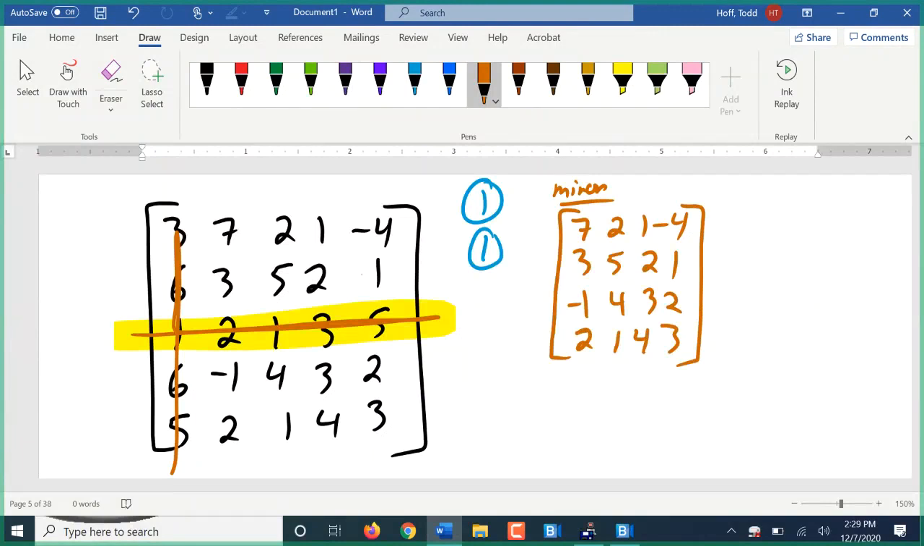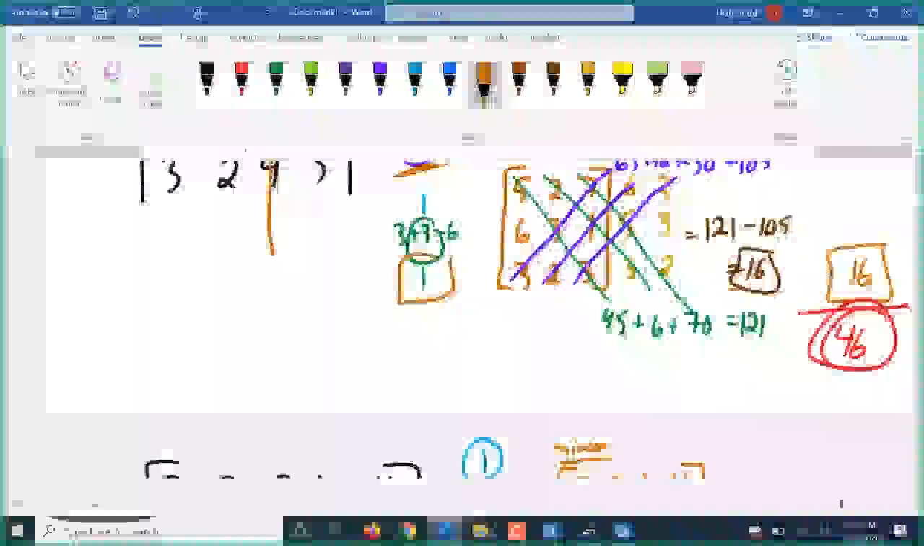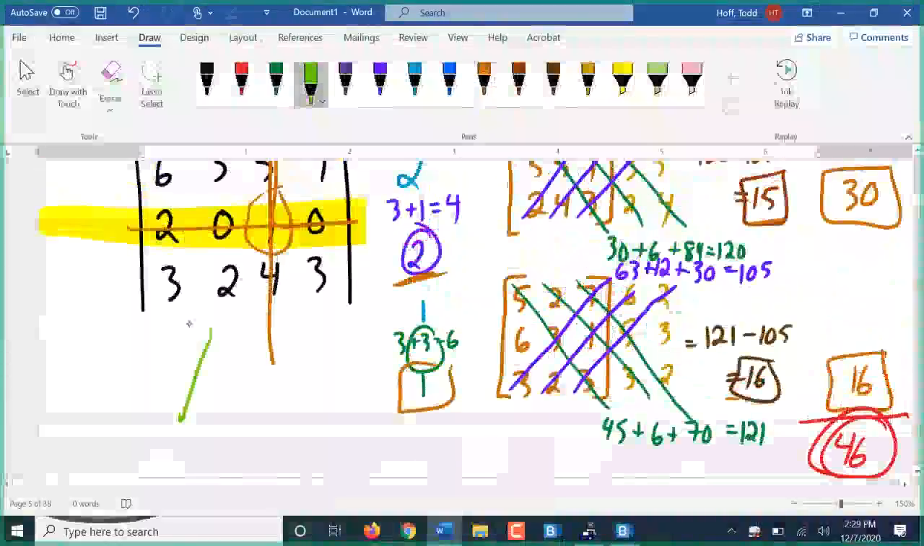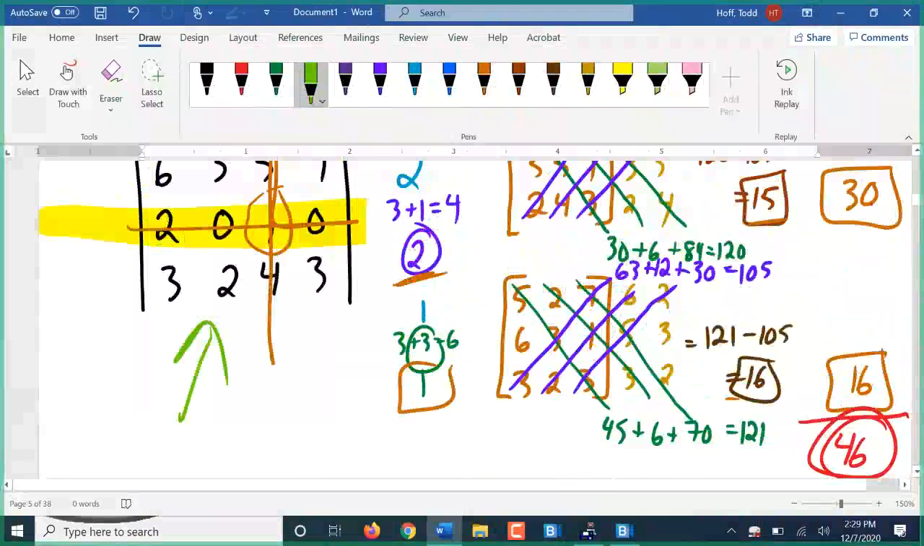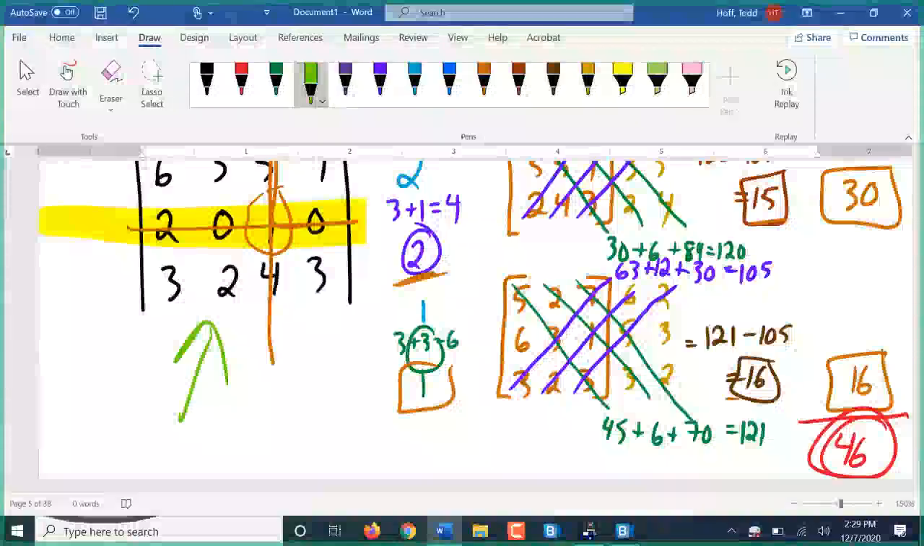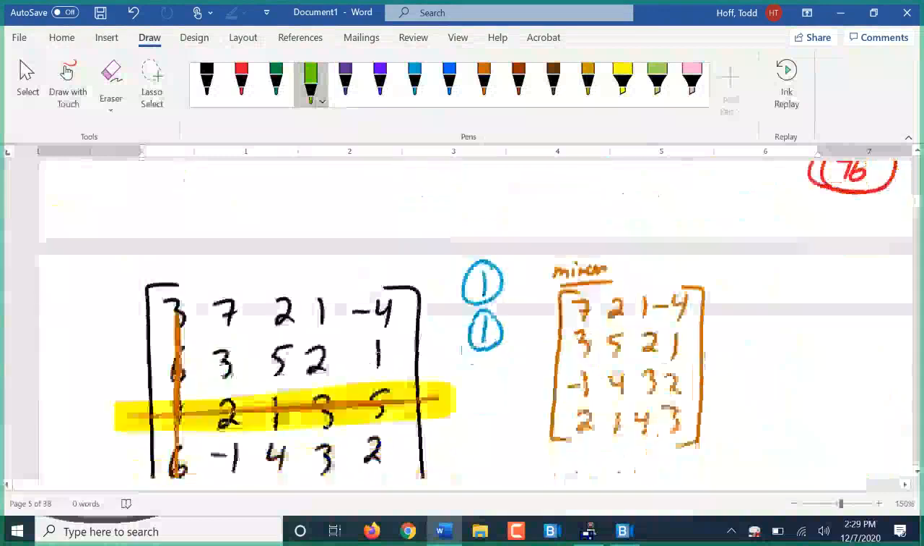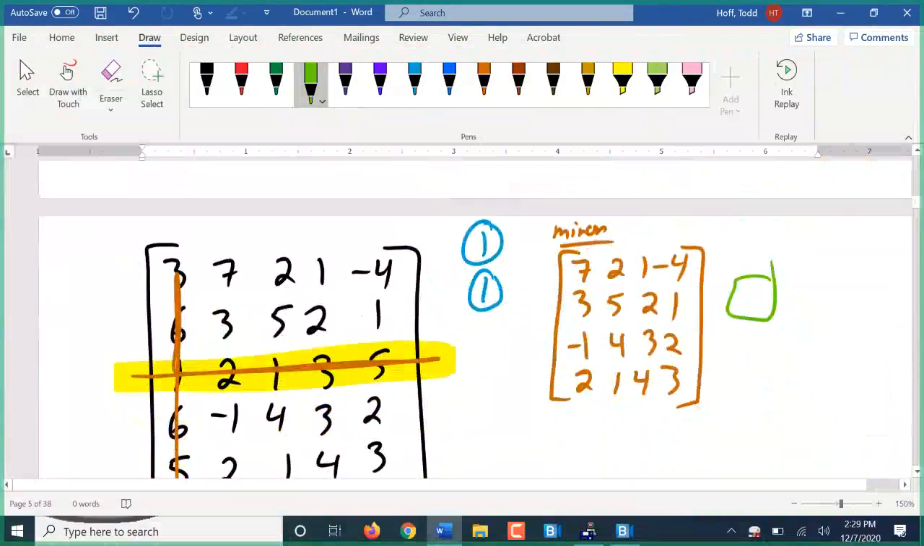Its minor is a 4x4 matrix. We need to find the determinant of the minor. Guess what? That would mean you'd have to go back up and do this process, expand that 4x4 matrix to find the determinant of that minor. Then you'd come back, put that number in here to do the expansion for that term.